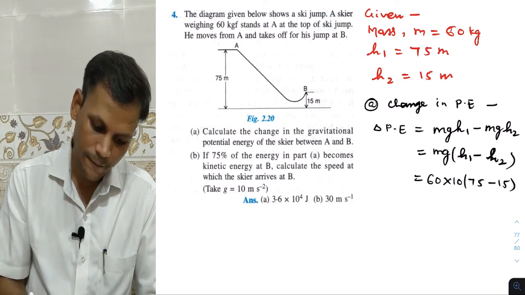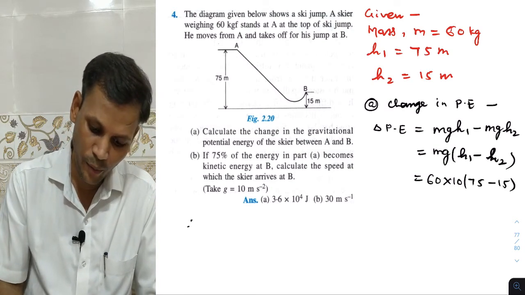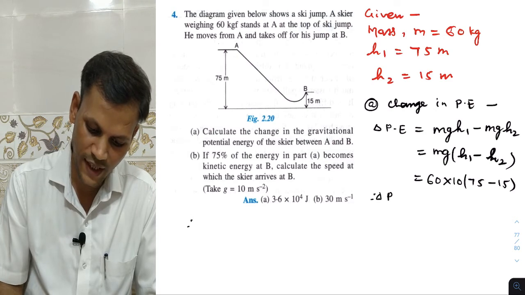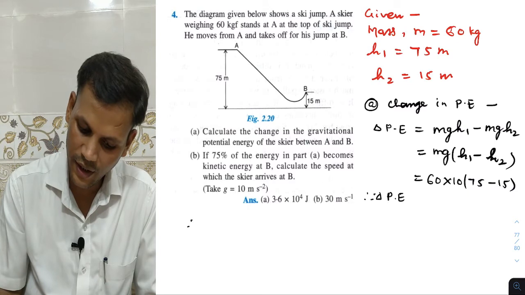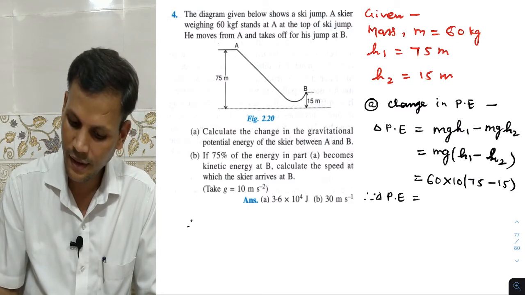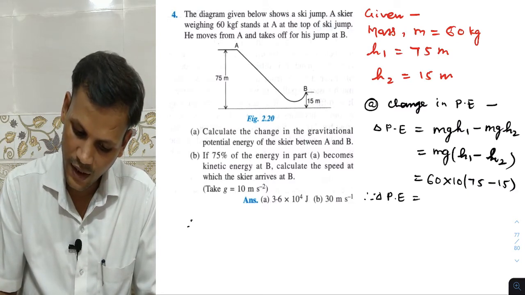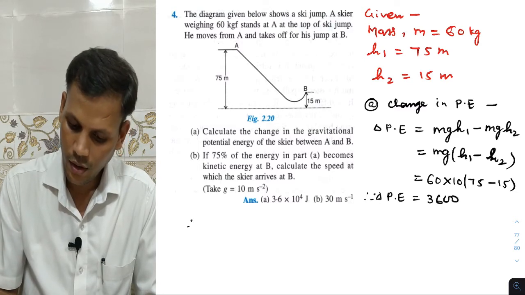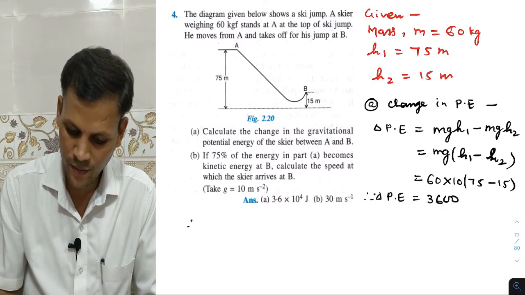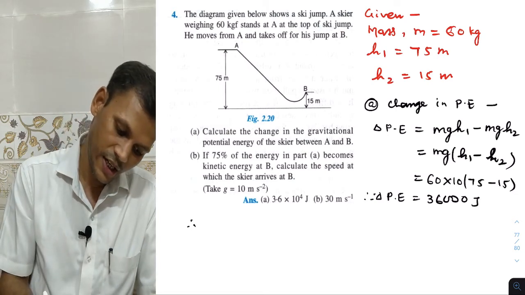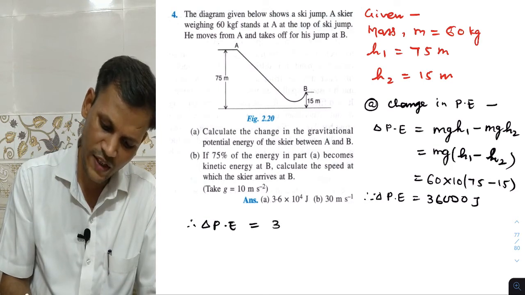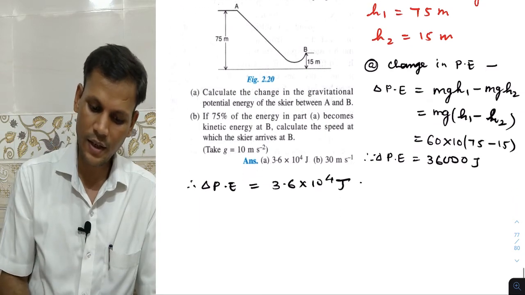Therefore, the change in potential energy, delta PE, will be 60 into 60, 3600, and one more 0, that much joule. So delta PE can also be written as 3.6 into 10 raised to 4 joule. That was part A.